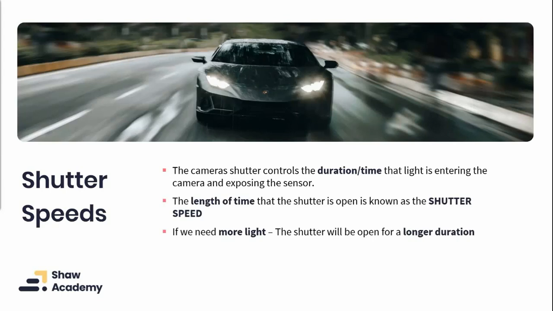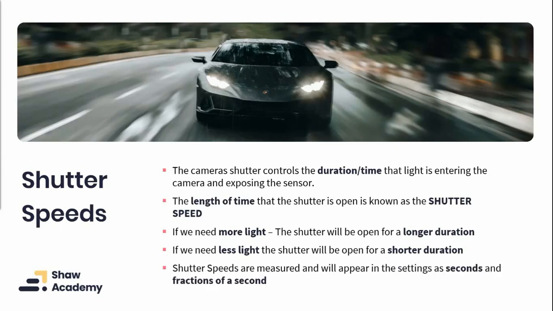When we need more light, the shutter will be open for a longer duration. So the longer that the shutter is open, the more time that light is going to pass through and reach the image sensor. And then, of course, if we need less light, the shutter is going to be open for a shorter amount of time. It'll be much more rapid, which means that light does not reach the sensor for as long as if we were using a longer shutter speed.